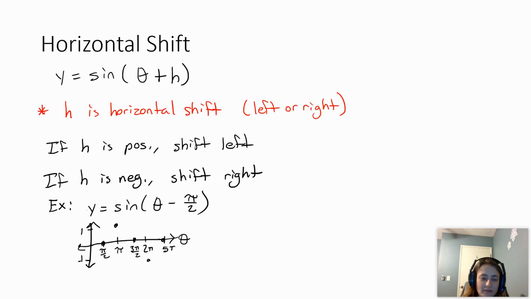This would be 5 pi over 2. And we sketch our graph. And we can go this way as well. So there's our sine graph, shifted pi over 2 to the right.